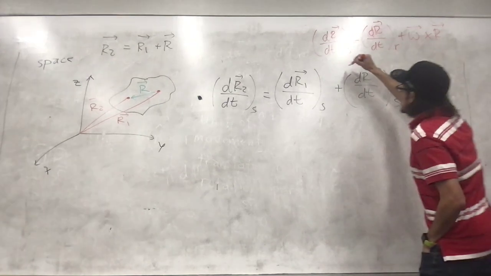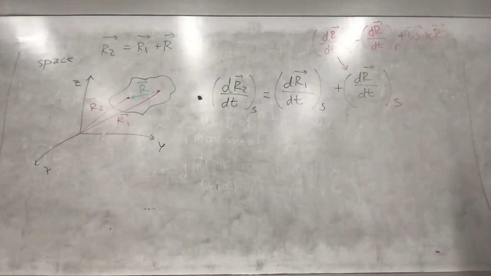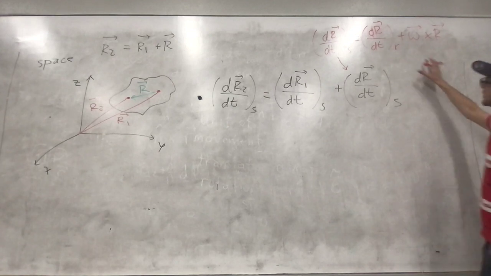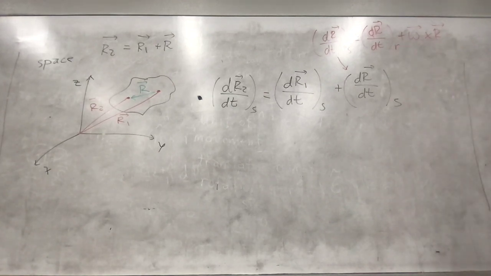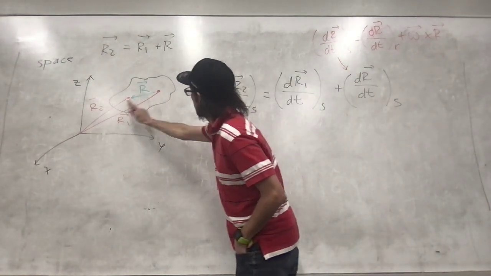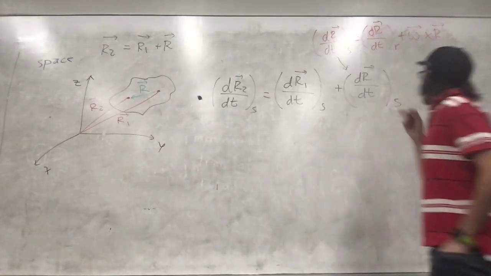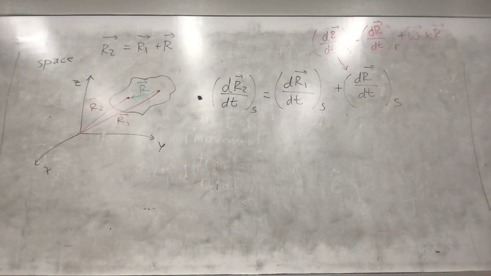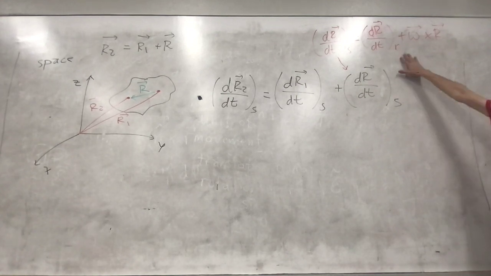So we can substitute that one in here. What is the change in R? Remember that R is this vector over here. What is the change in R with respect to time? So we just sit and wait in body coordinates.